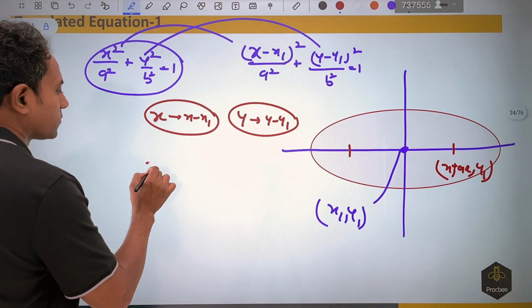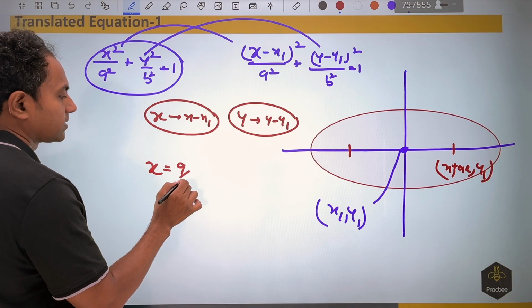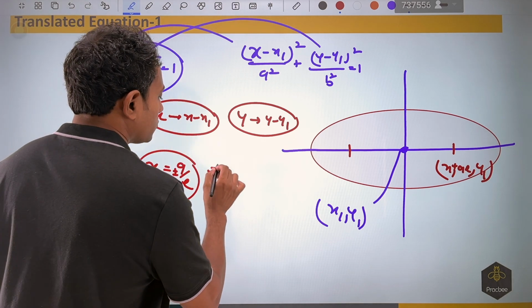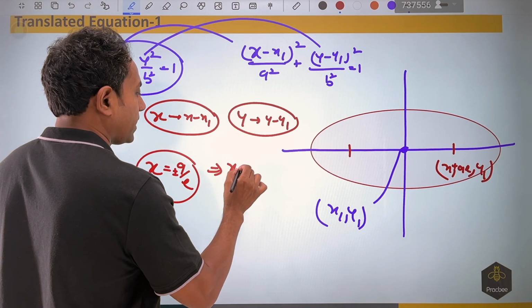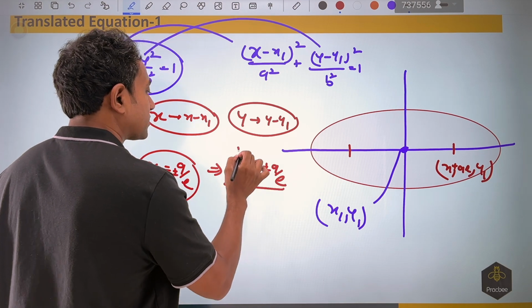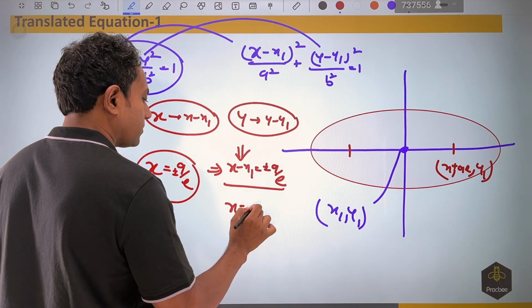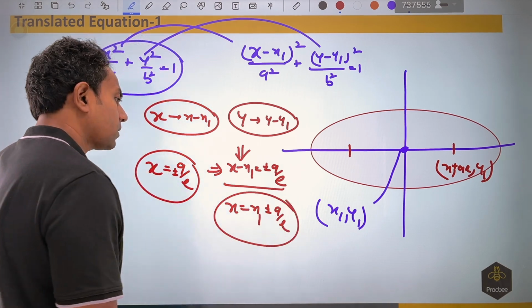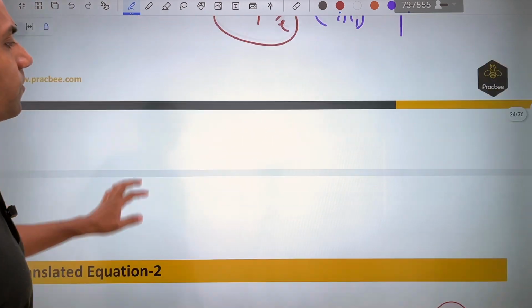So earlier if the equation of directrix was x equal to plus minus a by e, in this new scenario it will transform into x minus x1 is equal to plus minus a by e. So replacing this x by x minus x1 solves all the problems. So this comes out to be x equals x1 plus minus a by e. Once you know this, let us jump on to the next idea.